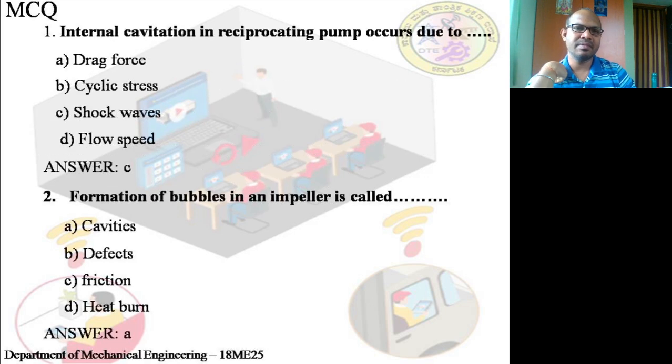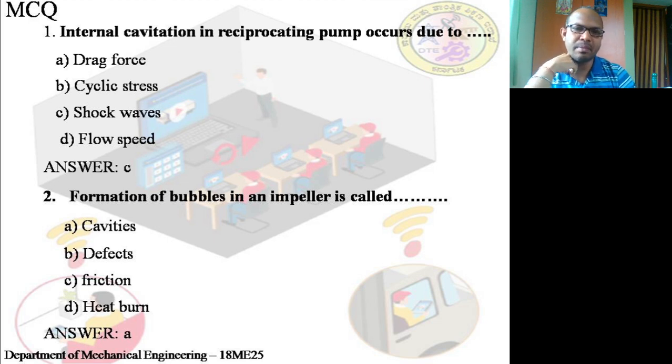Let us discuss a few of the MCQs. Internal cavitation in a reciprocating pump occurs due to, obviously, the shock waves, as I have already told you, because the air entrapped in the water feels the pressure very heavy, and because of that its turbulent kinetic energy is much higher. So that makes shock waves come across. It is not a drag force, not a cyclic force, and not even the flow speeds. It is the shock waves in gases. So the answer is C.